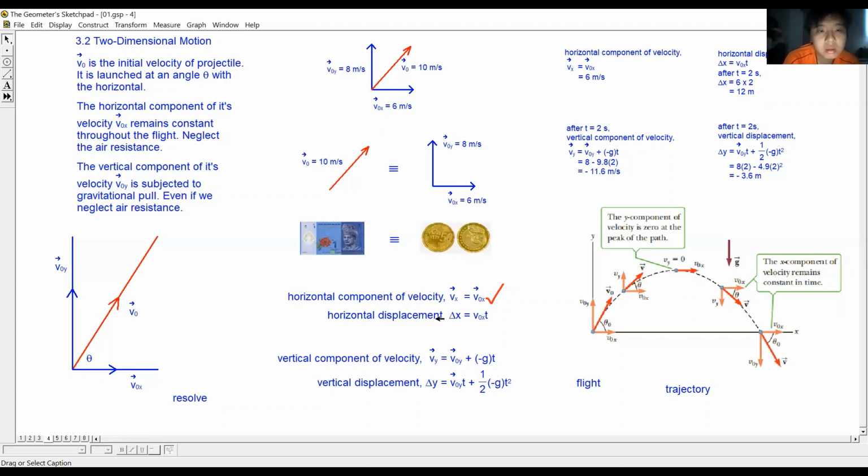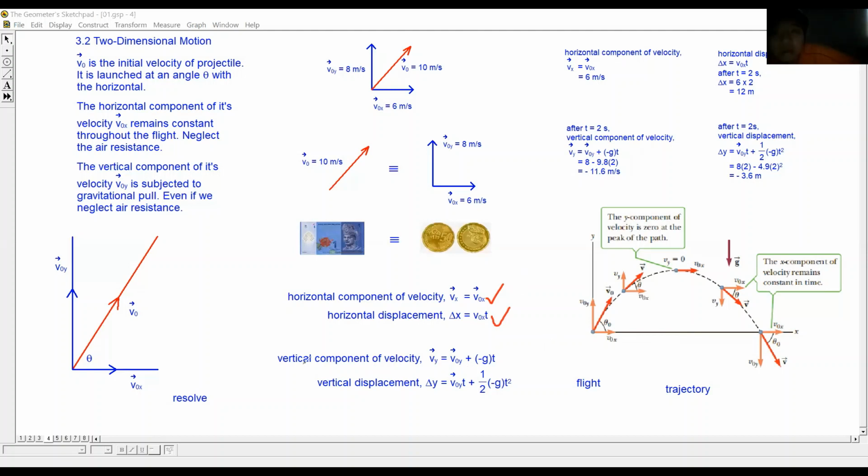Now this distance here, this displacement, is the horizontal distance covered. You can look at it as the distance along the x-axis. So this is the horizontal distance covered, also known as the horizontal displacement. This is the horizontal velocity.